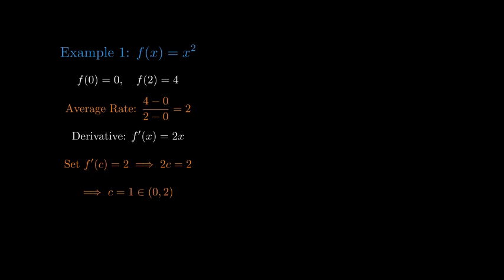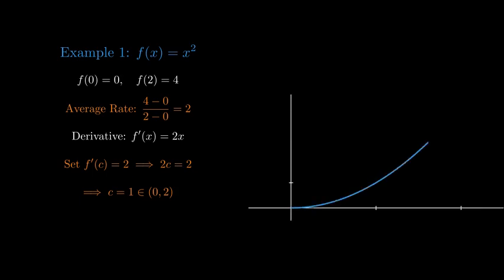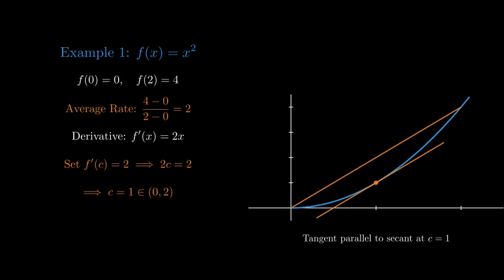Next, we find the derivative of our function. The derivative f prime of x for x squared is 2 times x. According to the mean value theorem, there must be some number c in the open interval from 0 to 2, where the derivative equals our average rate of change of 2. So we set our derivative expression 2 times c equal to 2, which gives us c equals 1. Finally, because the number 1 lies strictly between 0 and 2, it satisfies the mean value theorem, meaning that at x equals 1, the instantaneous slope of the curve is exactly equal to the average slope over the entire interval.